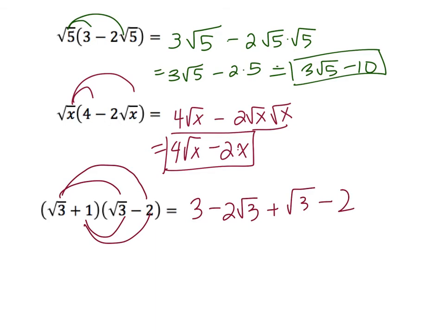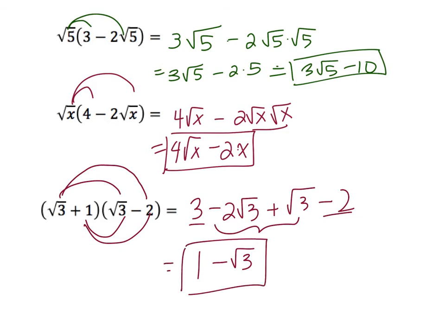From there, we combine our like terms. In this one, I know I have two things that have square root 3. So negative 2 square root 3 plus 1 square root 3 is just going to be negative root 3. And then 3 minus 2 is just 1. And you can put it either as 1 minus root 3 or negative root 3 plus 1. Both will be accepted.